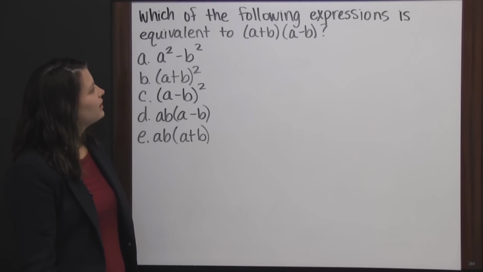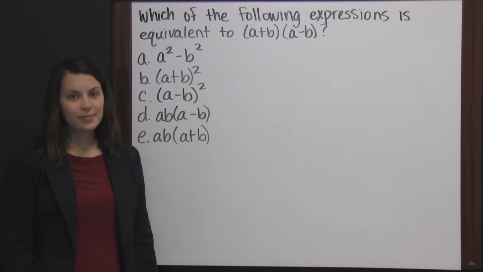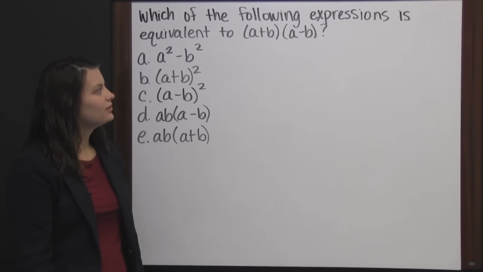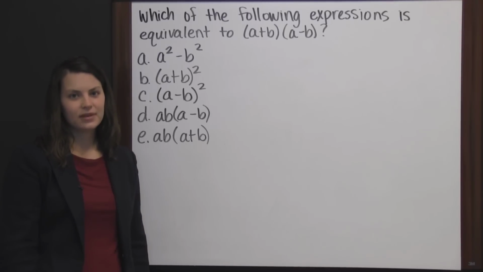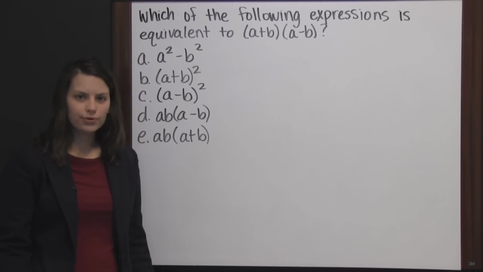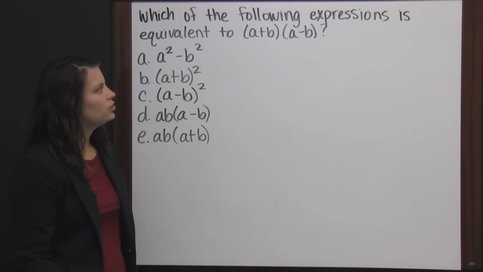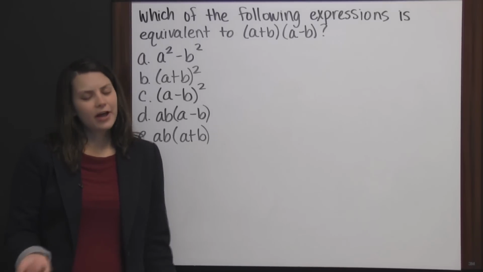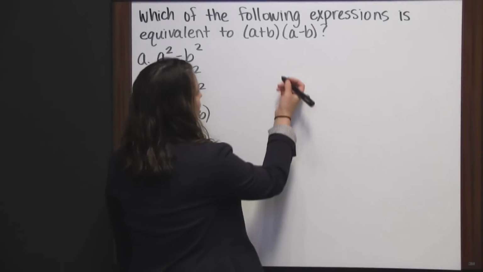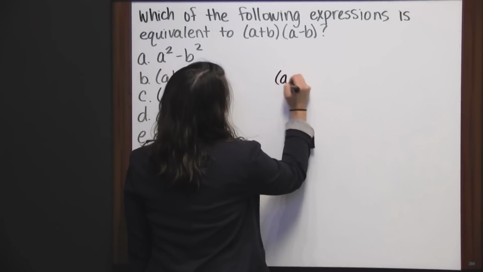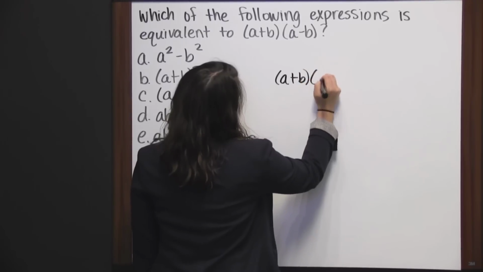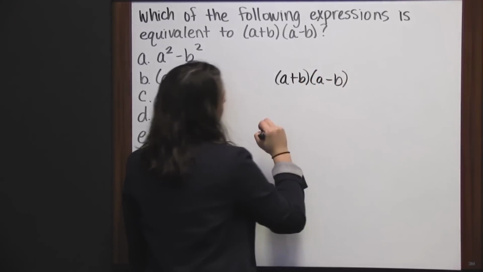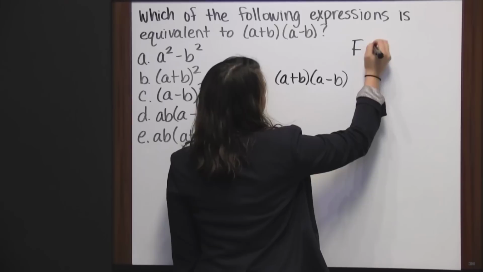Which of the following expressions is equivalent to the quantity A plus B times the quantity A minus B? Well, this is actually a rule that you would memorize, but you don't have to memorize it. You can always just take these binomials and multiply them together using FOIL.